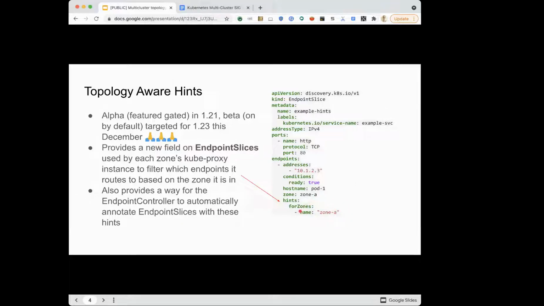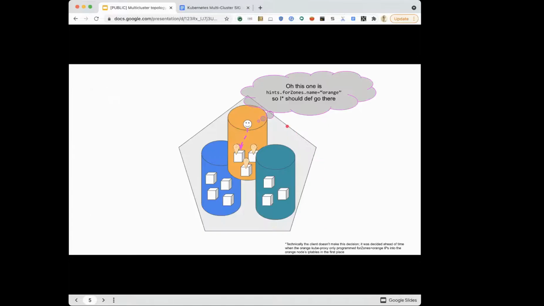There's an auto algorithm that was decided with SIG Network that for all the endpoint slices, we'll make a decision of, is this the one that's for zone A? Is this one for zone B, etc. So back to the diagram, our happy client could be like, oh, this one is for zone orange, and I'm in the orange zone, so I should totally go there.